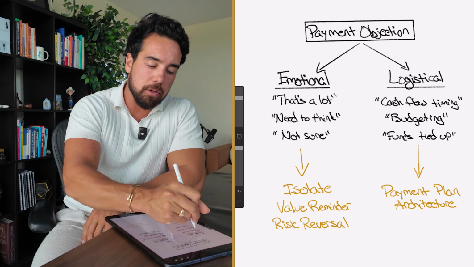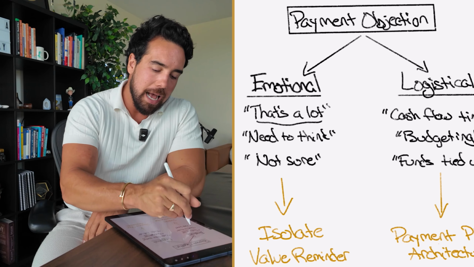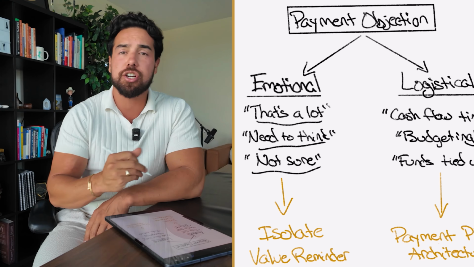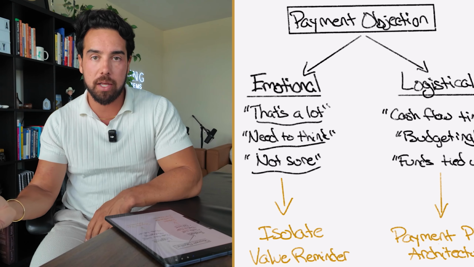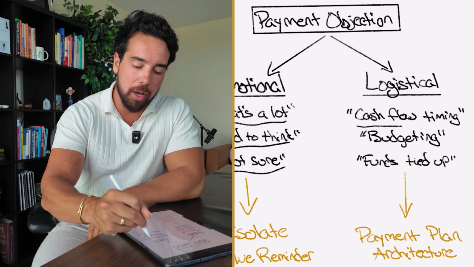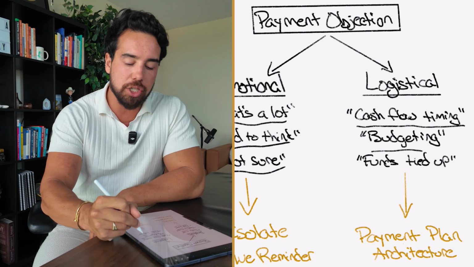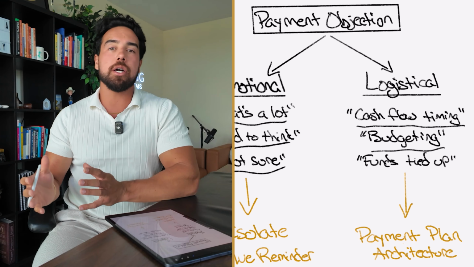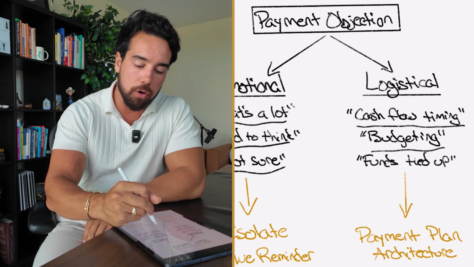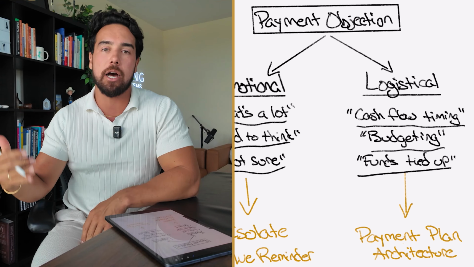Emotional objections sound like, that's a lot of money, or I need to think about it, or not sure, or that's more than I thought it was gonna be. Logical objections are talking about cash flow timing, meaning I close a deal in a couple of days, or budgeting, meaning we can only budget this amount every single quarter, or funds tied up, meaning I just put a down payment on a home.